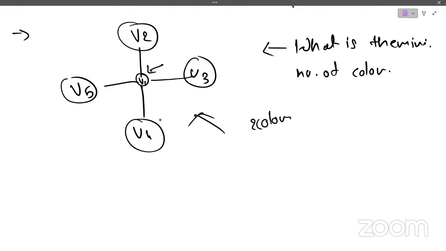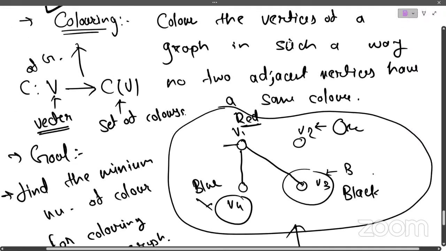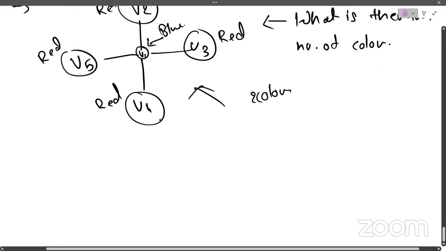You can assign a color here, but then the same color you cannot use for these 4 vertices because they are adjacent. So you can take any other color. Suppose I take blue here and red for all the others. So this is the basic notion of coloring. And what is our goal in the coloring? I have to find the minimum number of colors for coloring the whole graph.